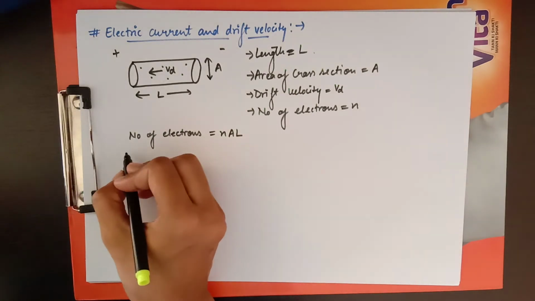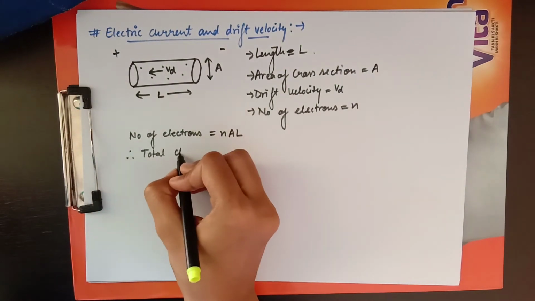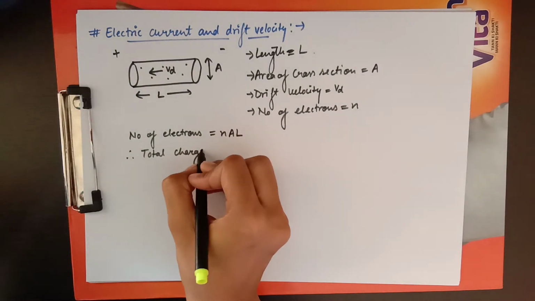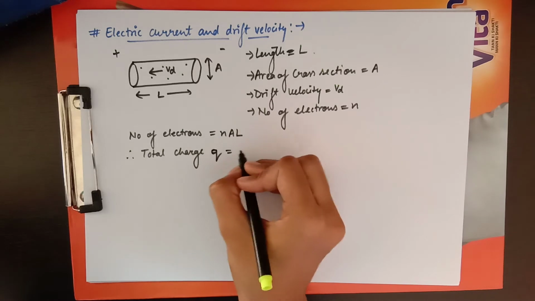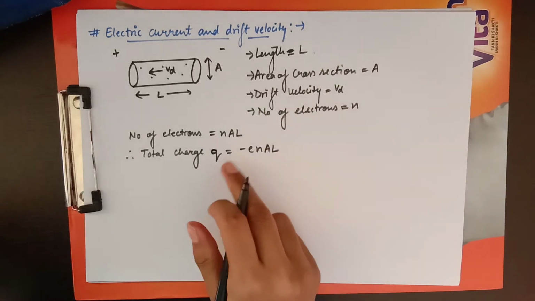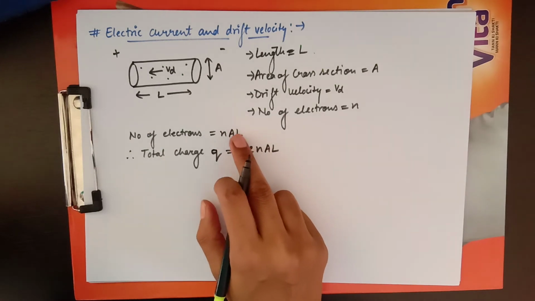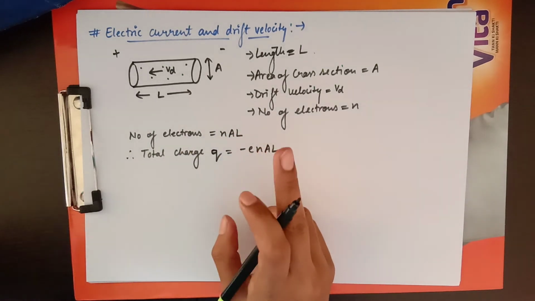As one electron has a charge of minus e, the total charge inside this conductor will be Q equal to minus e nAL. I simply multiply the total number of electrons by minus e, as the charge on one electron is minus e.